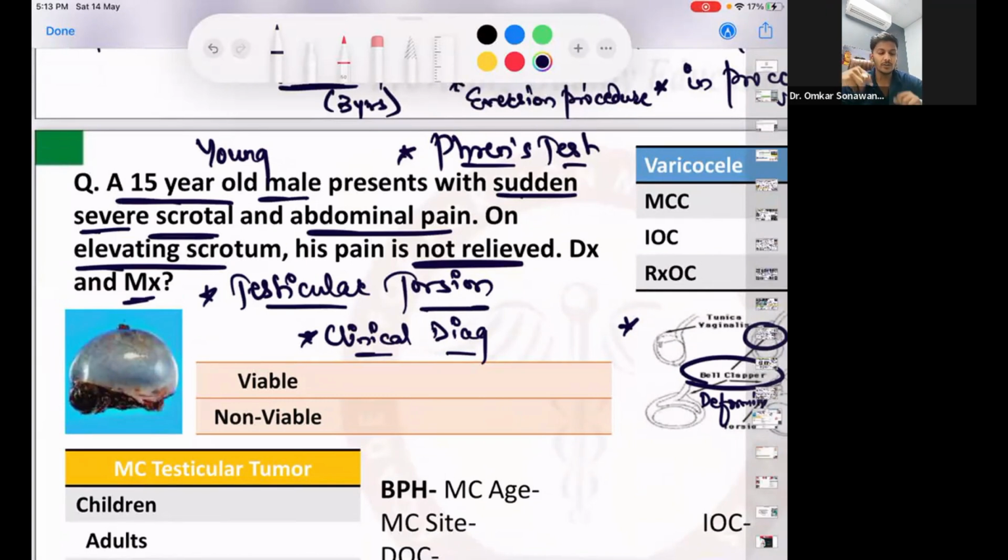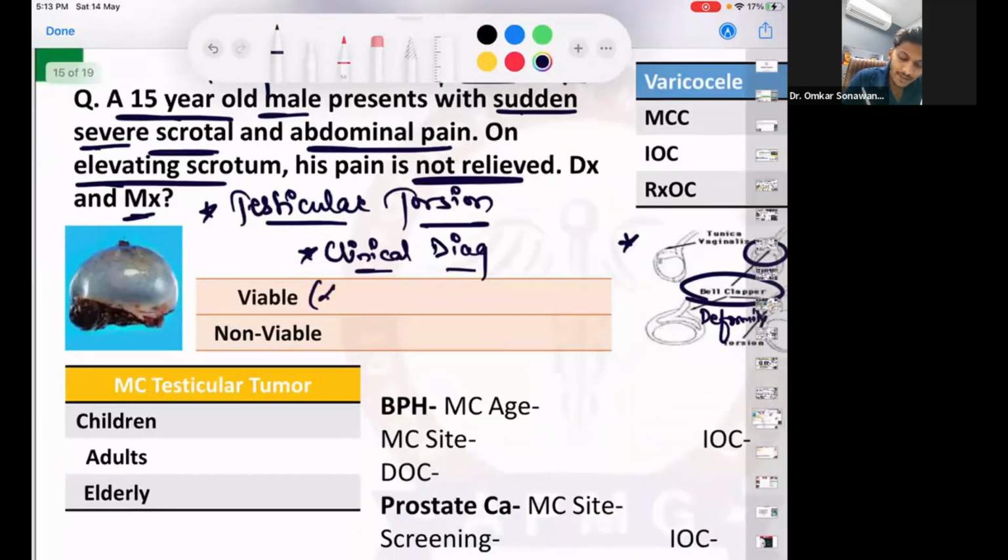Here the patient would have sudden severe abdominal and scrotal pain. There would be redness and swelling in the scrotum. Low grade fever would commonly be there; high grade is not very common. So this is the clinical diagnosis of testicular torsion. If it is a viable testis, that means if the patient presents to you within 6 to 12 hours, then you can save the testis, right? The testis has not undergone any ischemia or necrosis as of now.